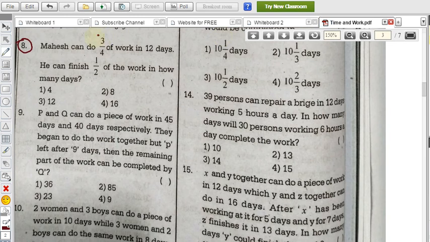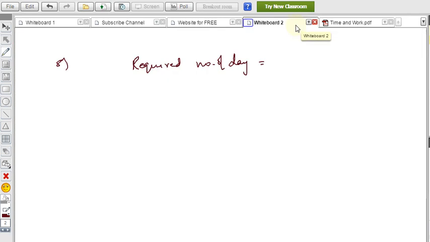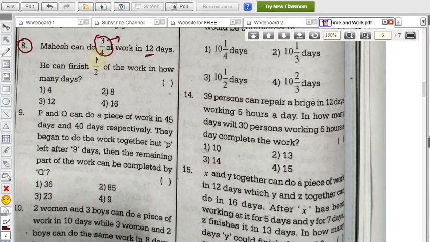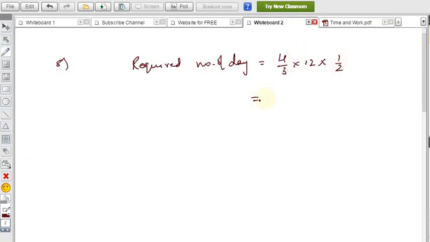That means 3/4 of the work in 12 days. That means his capacity is 4/3 × 12, so you should take the reciprocal. And they're asking for 1/2. So he can finish half of the work in how many days? Half of the work means into 1/2. Just simplify. Okay, in 8 days he can complete.